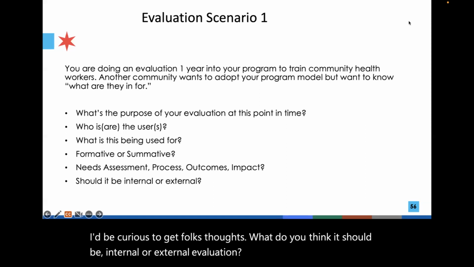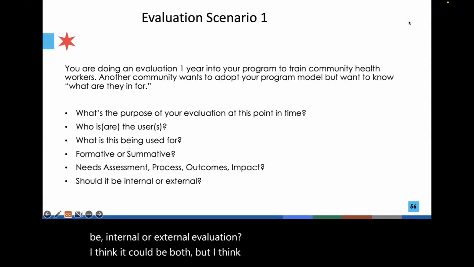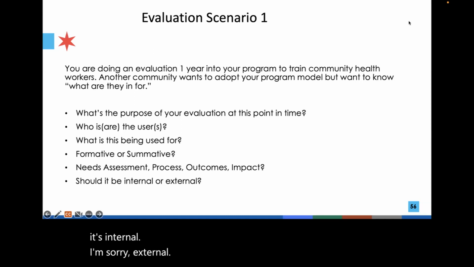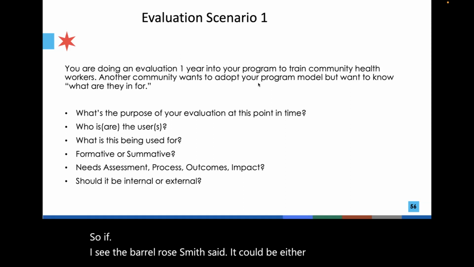I think it could be both, but I think it would be most beneficial if it's internal. Or I'm sorry, external. Okay, I see someone in the chat put internal. So we got a debate here, internal. I see another one. Internal, okay. So yeah, I see Vera Rose Smith said it could be either, depending on resources, but internal.